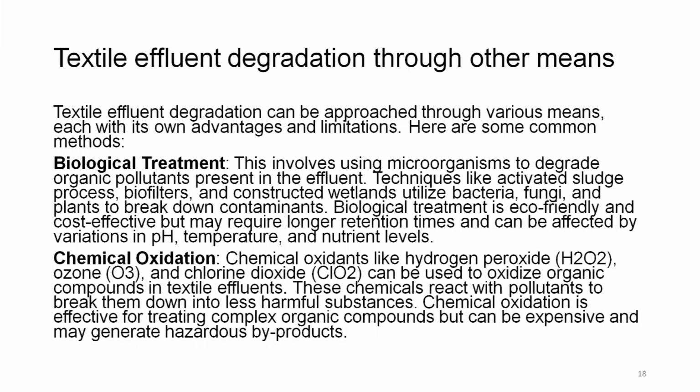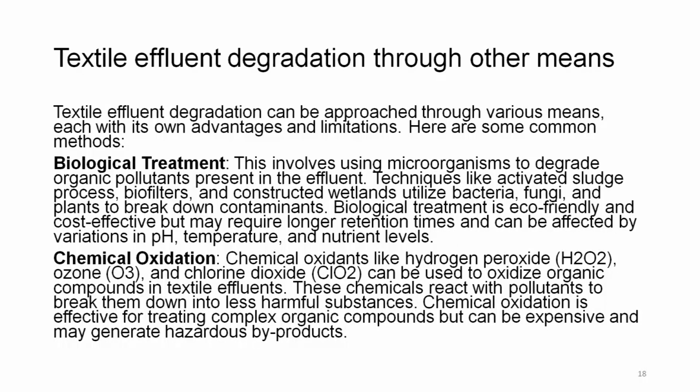Textile effluent degradation through other methods. What are the various methods that can be adopted for one major factor, how to break down the persistent organic pollutants of the textile effluent? The textile effluent degradation can be approached through various means, each with its own advantages and limitations. Here are some of the common examples.